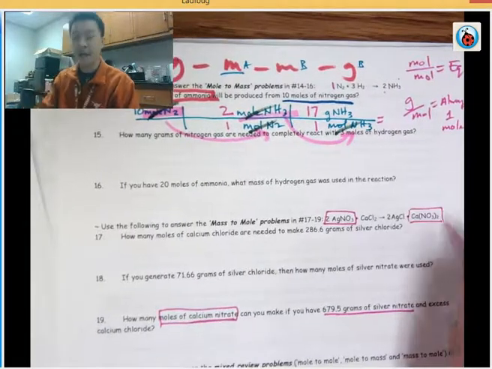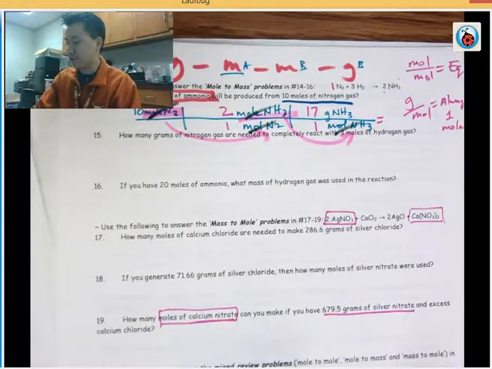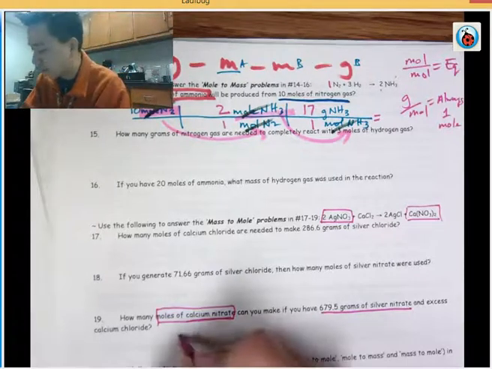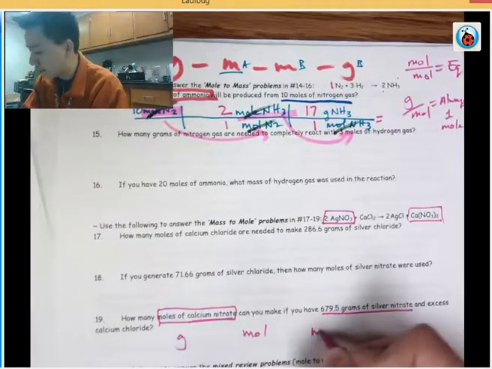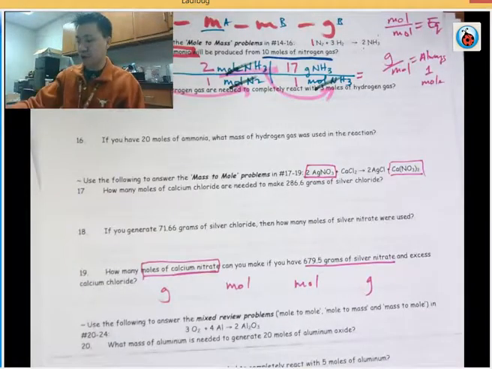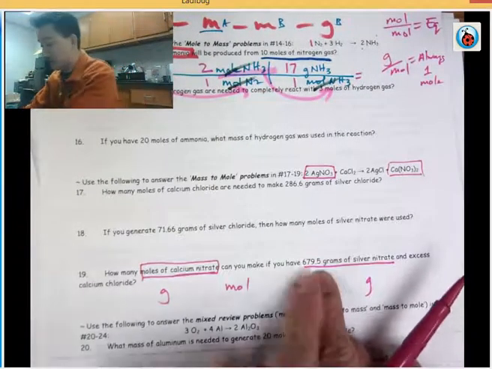Okay. So what do we start with? We start with grams. Remember, the order is grams, mole. You can write this down every time if you want. Grams, mole, mole, grams. We start with grams. So let's put that at the beginning.